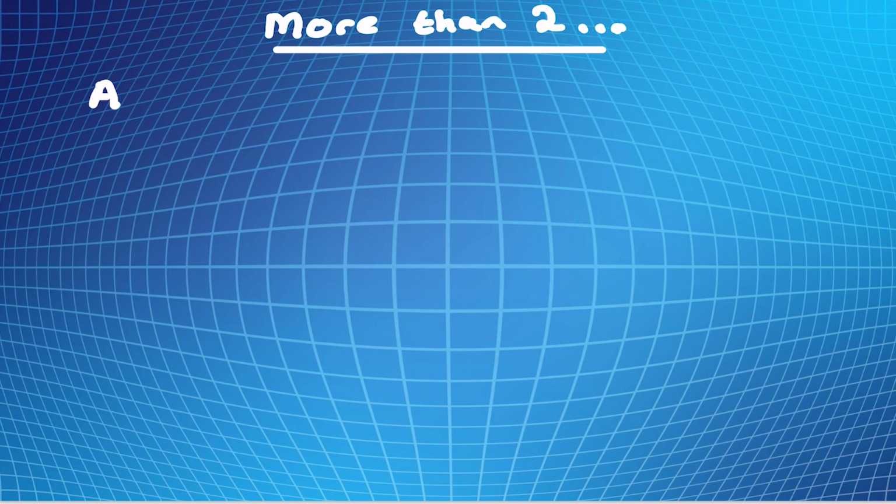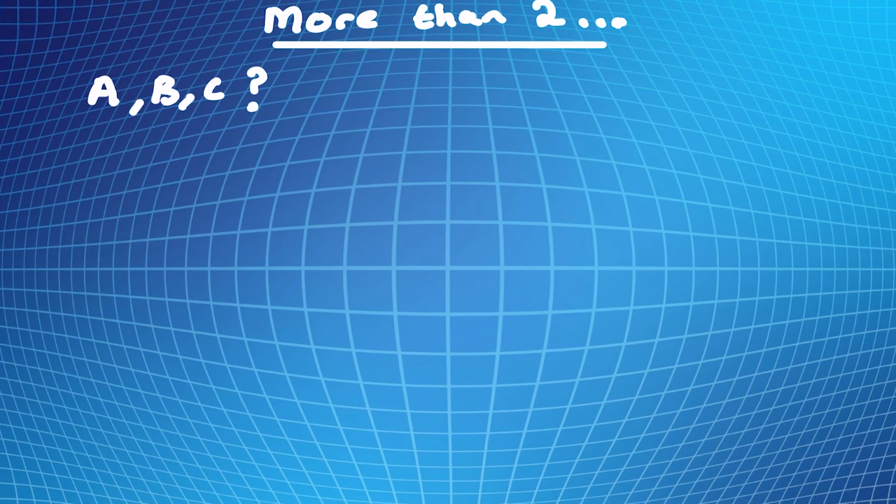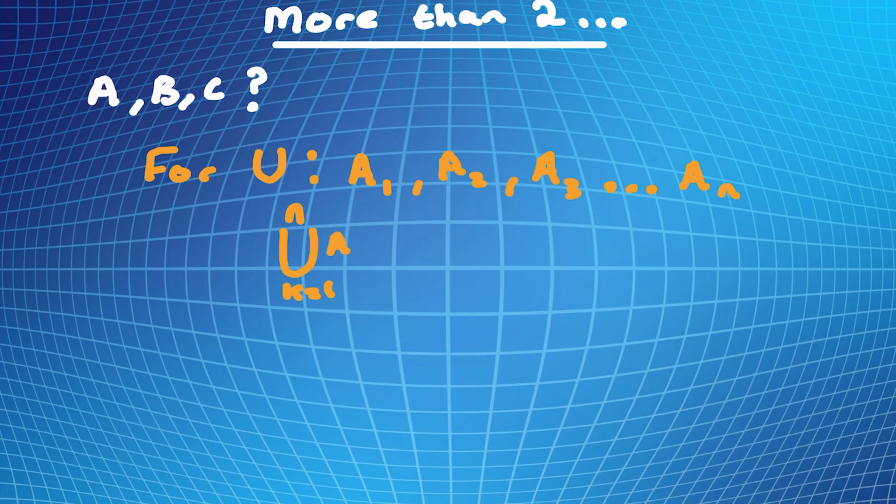How would we define the union of more than two sets? Let's say we had the sets A1, A2, A3, A4, all the way up to An, and we want to know the union of all of those sets combined. The way we would write that is a capital U, which represents the union, and beside it we write all the sets. We represent all the sets as A sub k, so capital A with a little k beneath it, and the k represents all the sets that can exist.